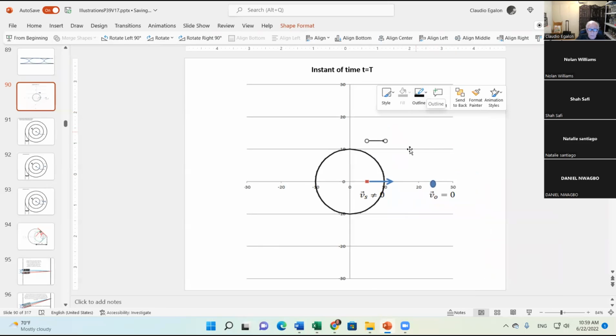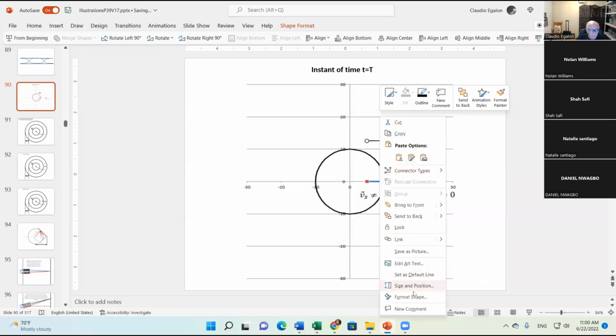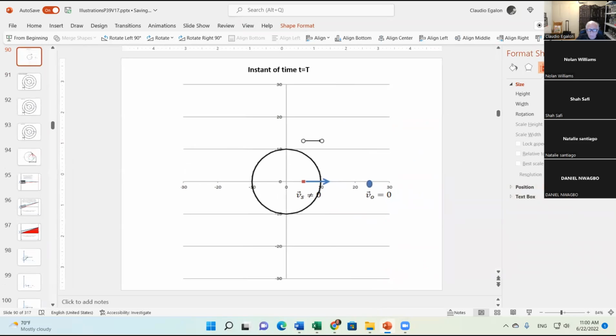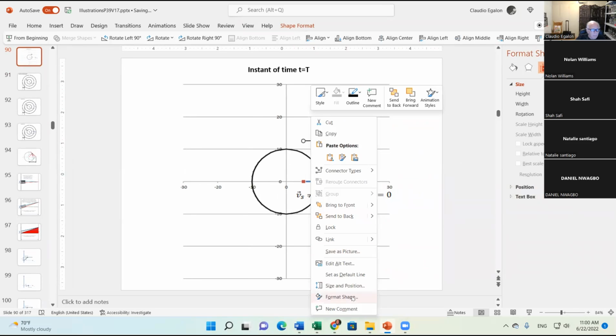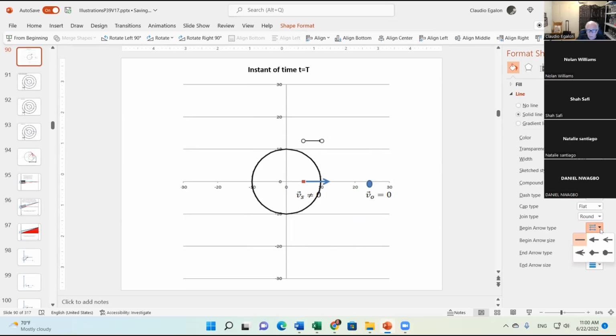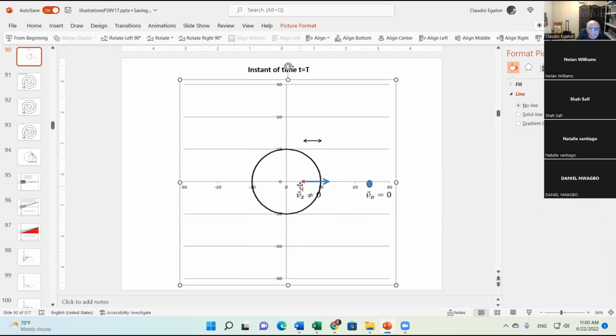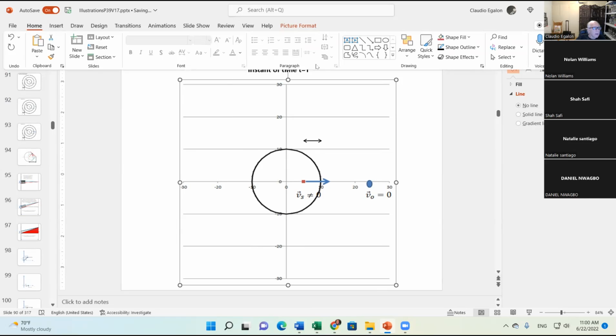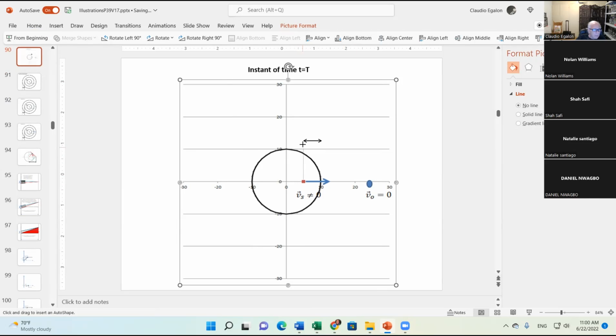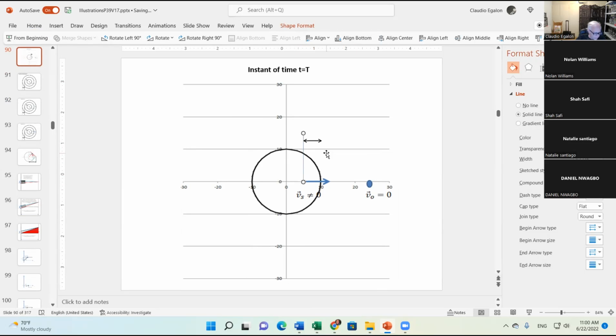Make it thicker. And what else am I going to do? No, that's not what I want. I want the other one. Format shape. Go. This one, okay? That's going to be lambda prime. That's obvious, that's understandable to you all, right? Here you go.